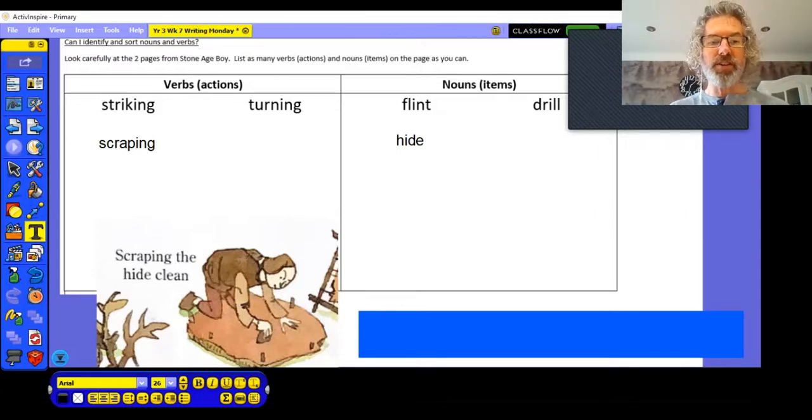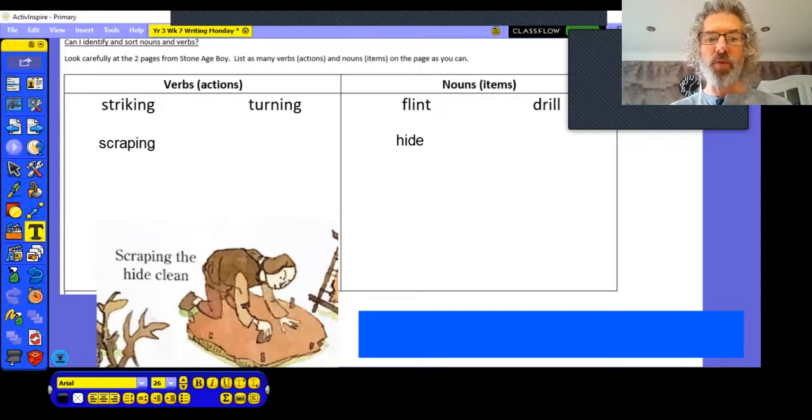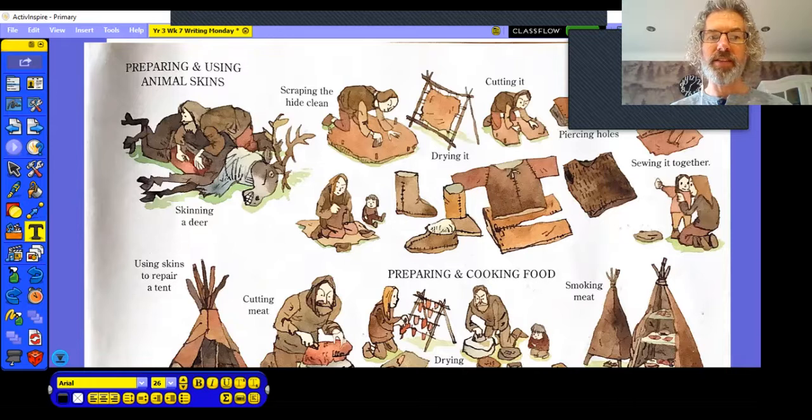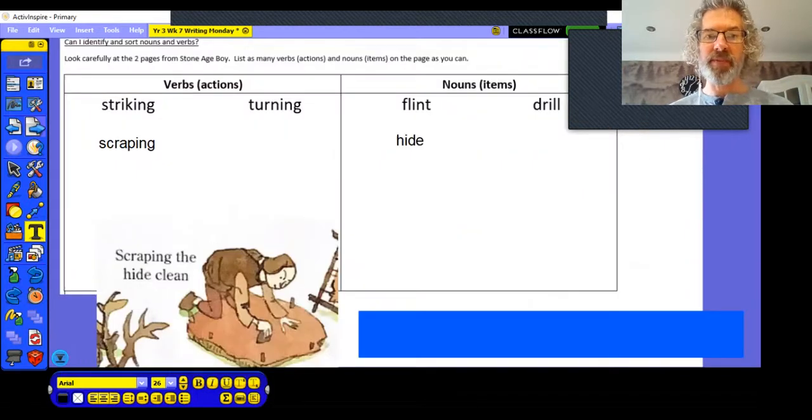Whereas here, using the picture to help you, what do you think the word hide might mean? She's scraping the hide clean. Now, what is this she is scraping? Well, if I go back to the main page, it's under this heading, preparing and using animal skins. So there we go. That's the answer. A hide is another name for an animal skin. So there's something we've learned already.